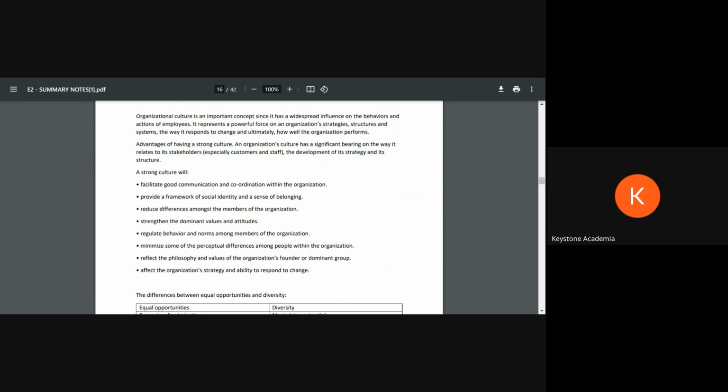Okay. It also represents organization strategy, structures, and systems, and how it responds to change. Because your organization's culture should not just be adaptable for this 1 year. It should change according to whatever changes are thrust in the company's face. The company should be ready to change its culture accordingly.